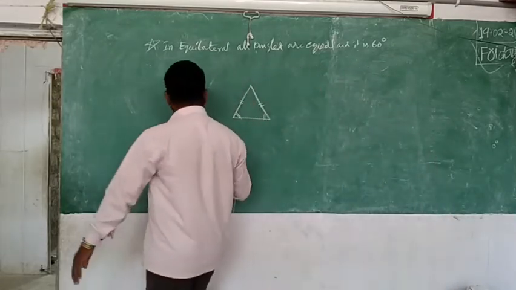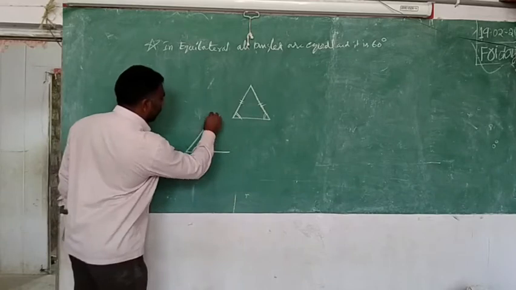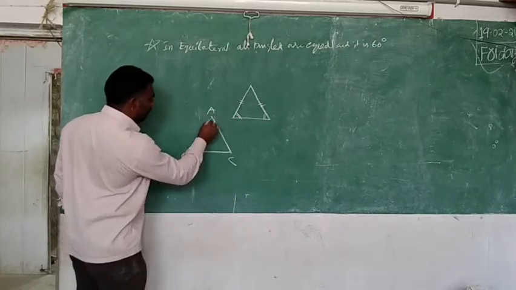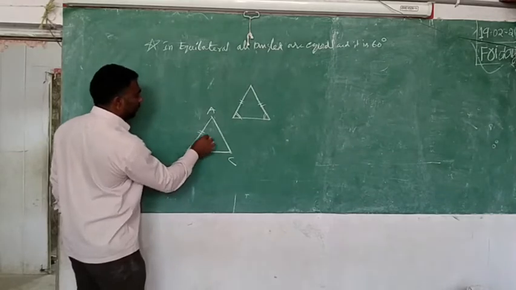You see, I have given one triangle like that, and it is ABC. I know that AB is equal to BC.